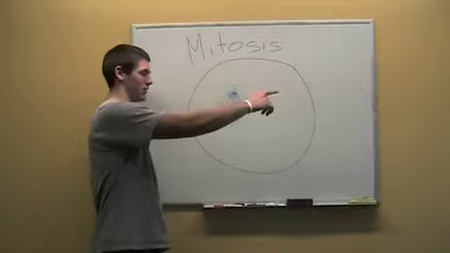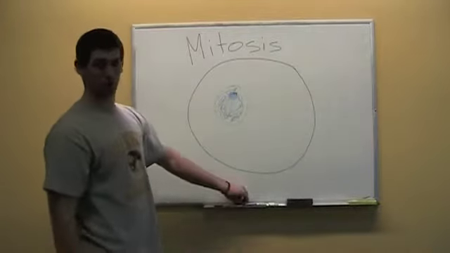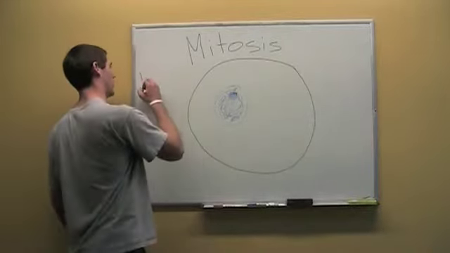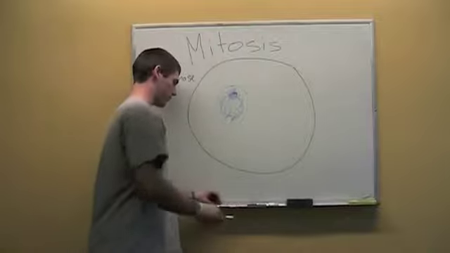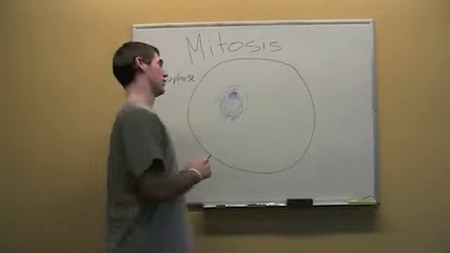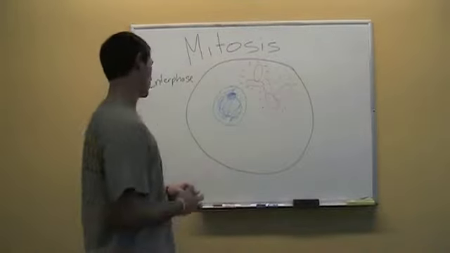First, we're talking about mitosis. And this is your average cell. Now, the first step of mitosis is interphase. Now, in interphase, centrosomes appear.